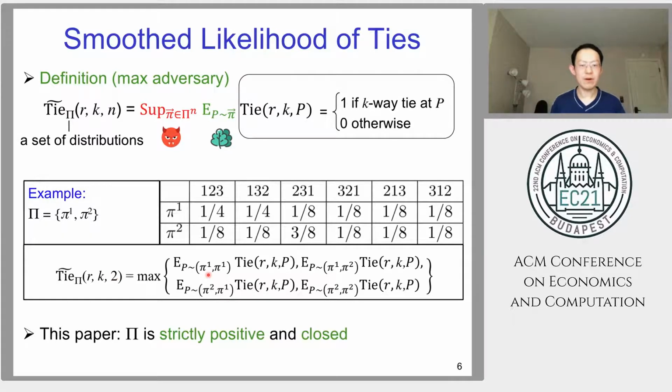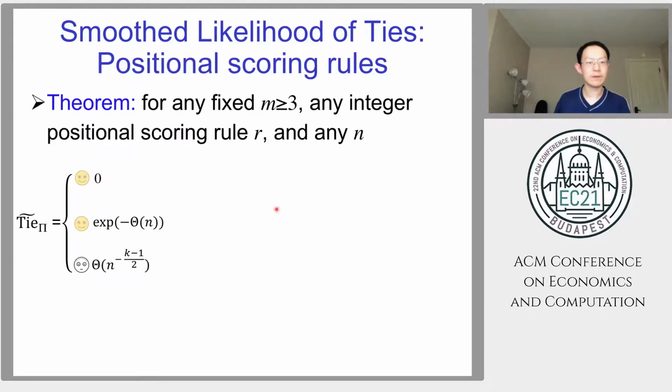Now, in this paper, we're going to make very mild assumptions on capital Pi. We only require Pi to be strictly positive. At a high level, it says that it is reasonably far away from any deterministic distribution. The second condition says that it must be a closed subset of Euclidean space.